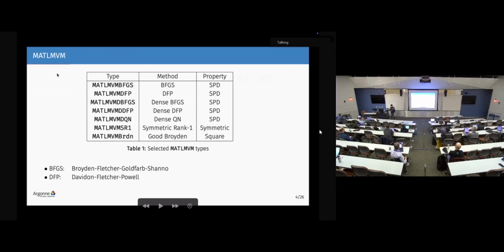So those are the current MatLMVM implementations. And then I'll talk about what a DBFGS actually is.